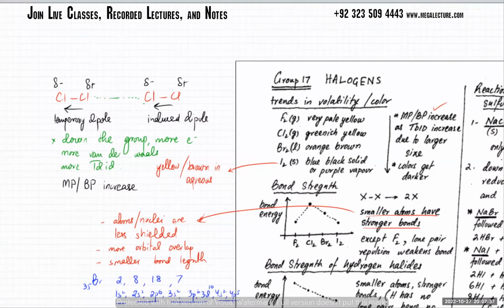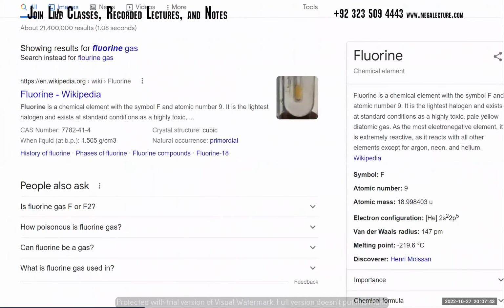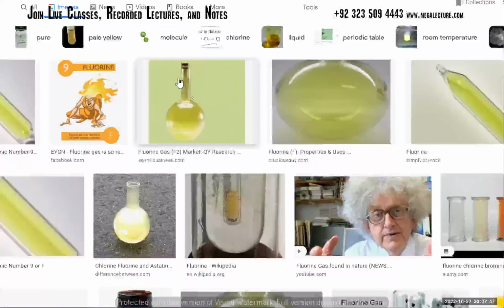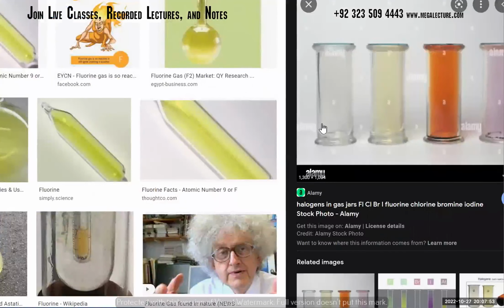You need to know the colors a little bit. Fluorine is basically colorless, by the way. Even if you see it, it's usually dilute, very dilute. I think this is very concentrated. That's a better version of how fluorine actually looks like.